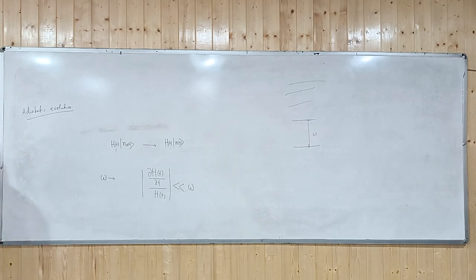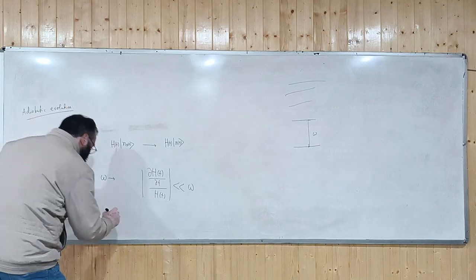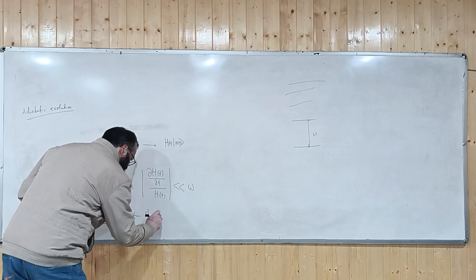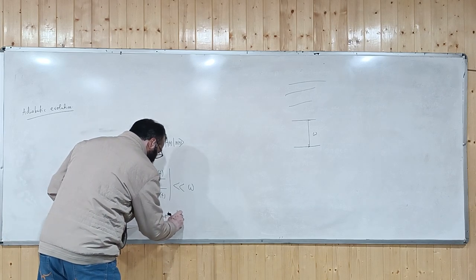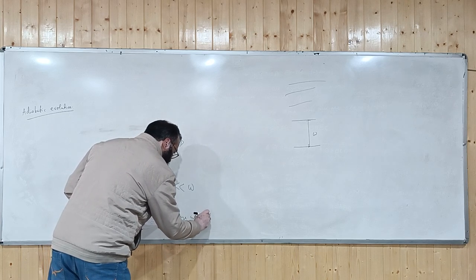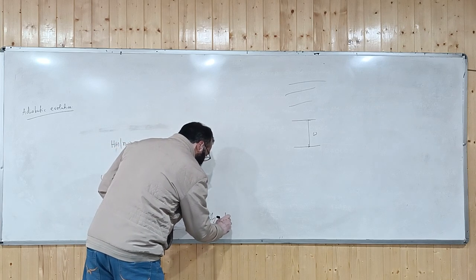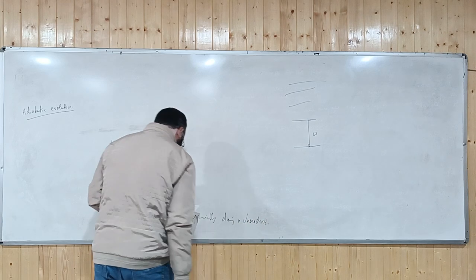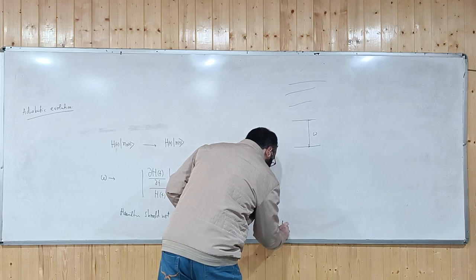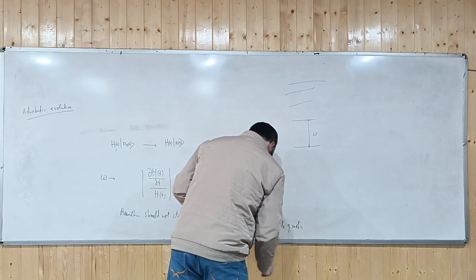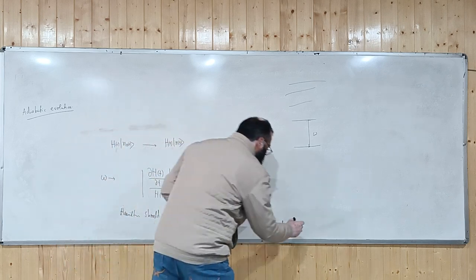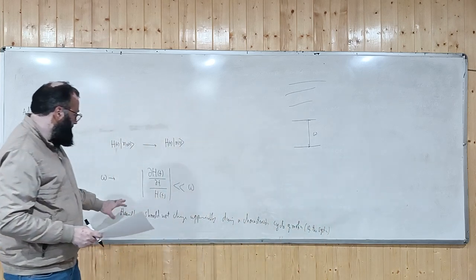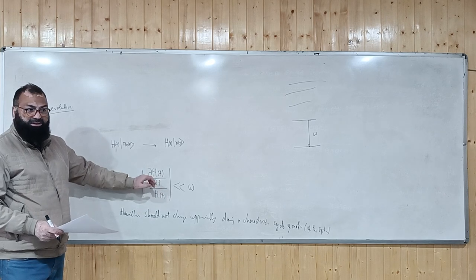In other words, what this statement means is that the Hamiltonian should not change appreciably during a characteristic time. For this condition to hold, this should not vary appreciably. Okay, so this is simply the time variation.